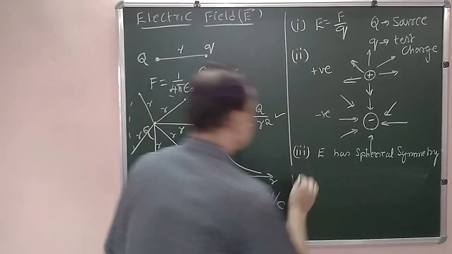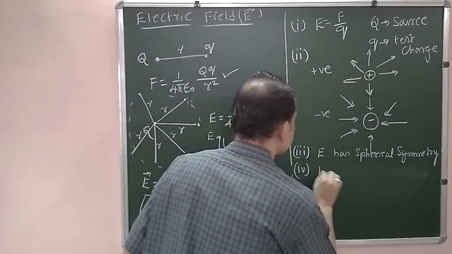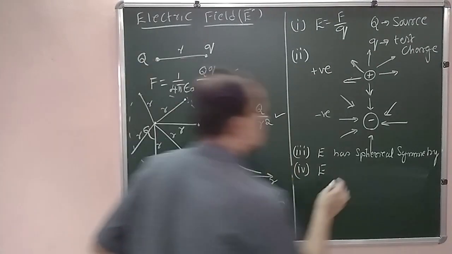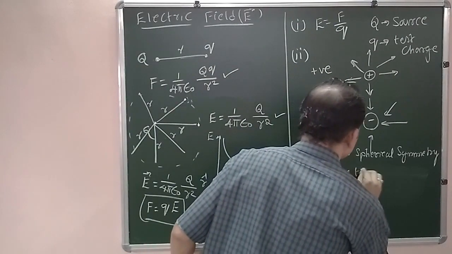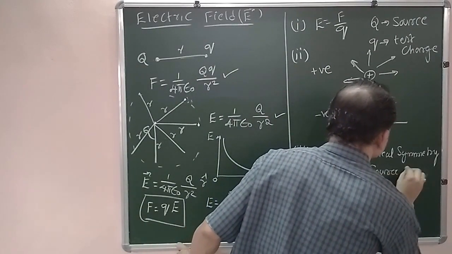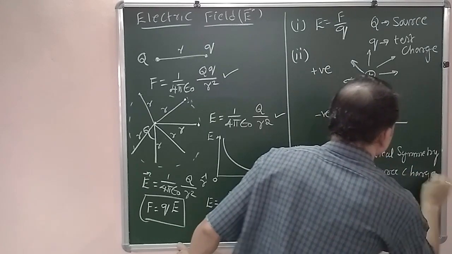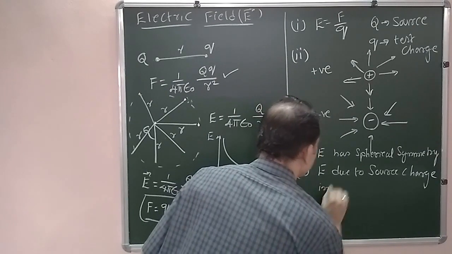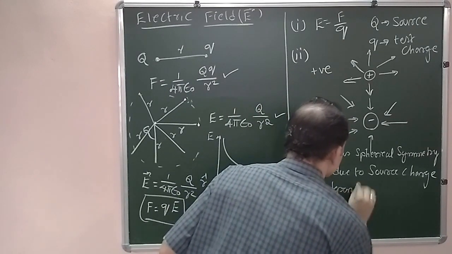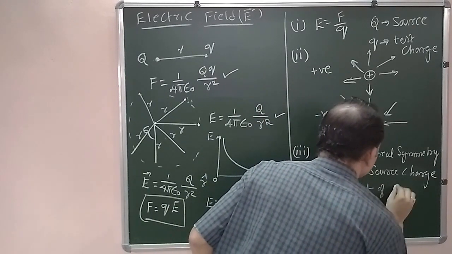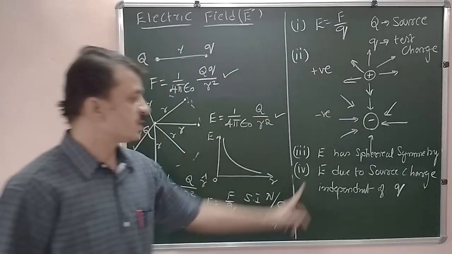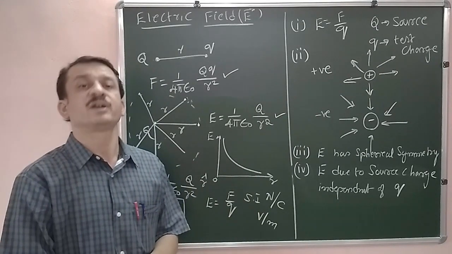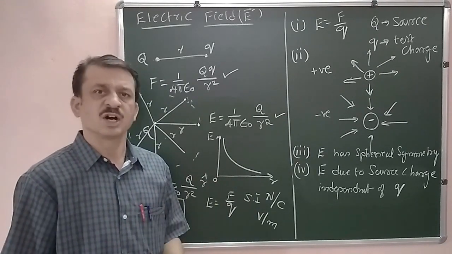And the fourth remark, this electric field E is due to the source charge. It is due to the source charge, and it is independent of the test charge. This electric field mainly depends on the source charge and it is independent of the test charge.